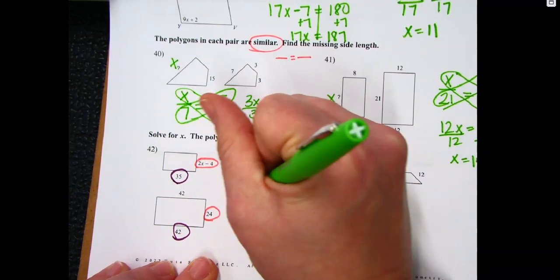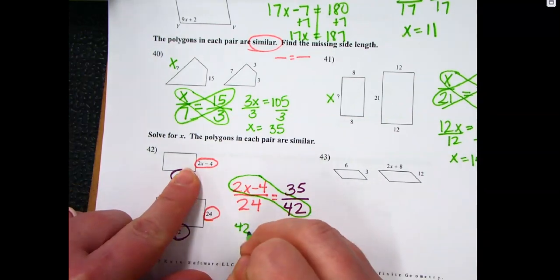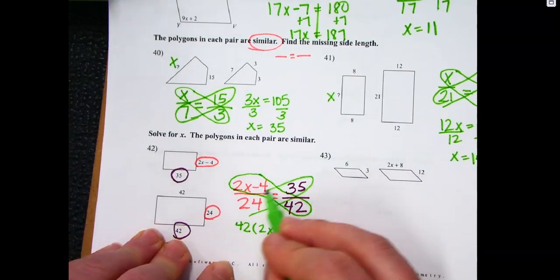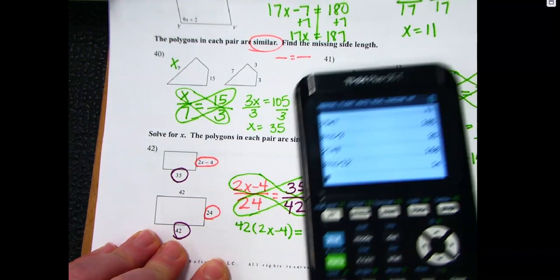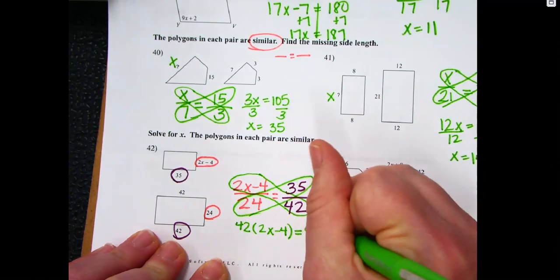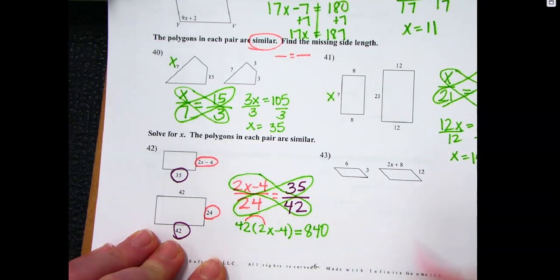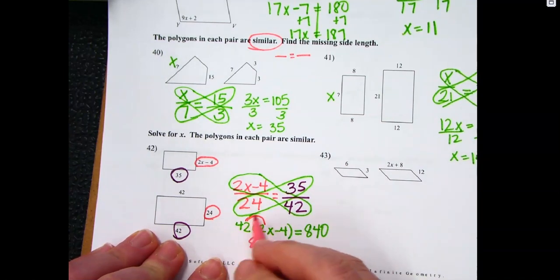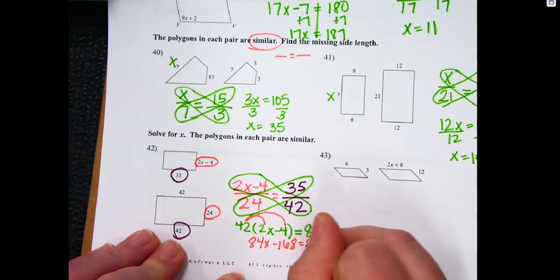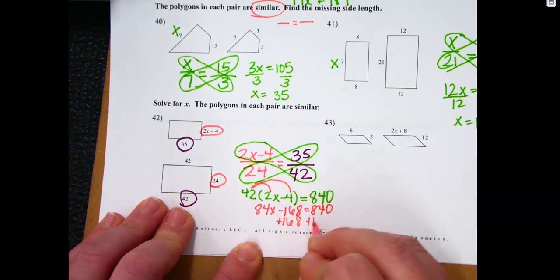Remember, this is a binomial times a monomial. So you have to do the distributive property. I'm going to write that out so you can actually see what I'm doing. And then these you can just multiply like normal, monomial times monomial. So 24 times 35 is 840. Now I am going to distribute here. 42 times 2 is 84x, and 42 times negative 4 is negative 168. That equals 840. Then I'm going to add 168 to 840.